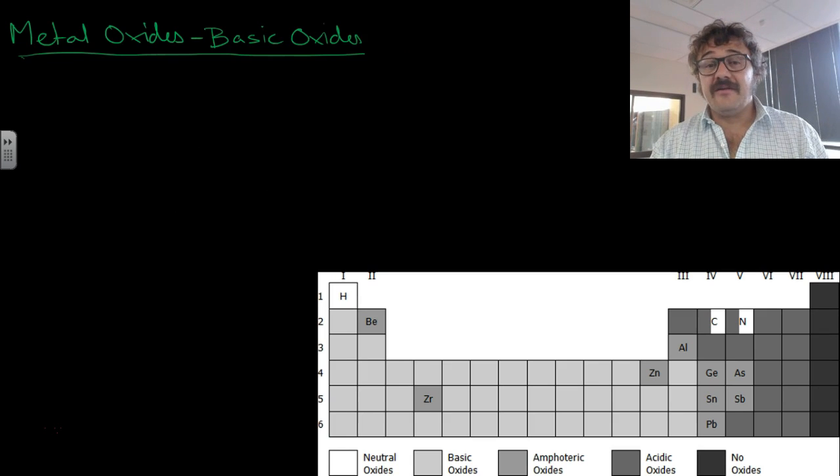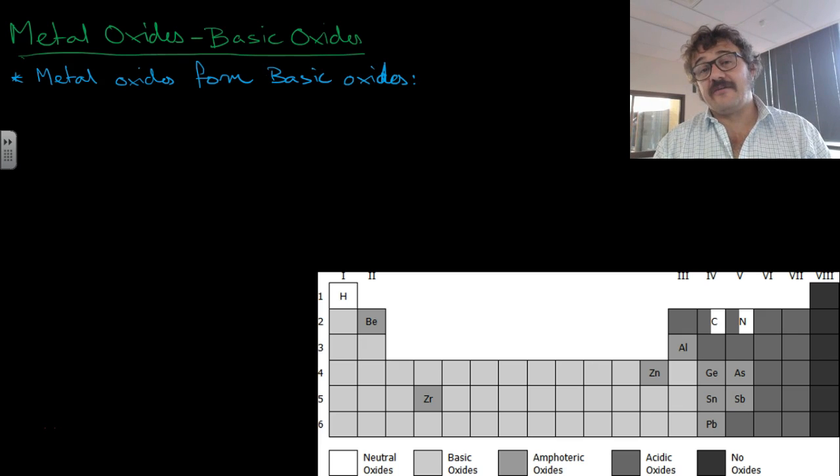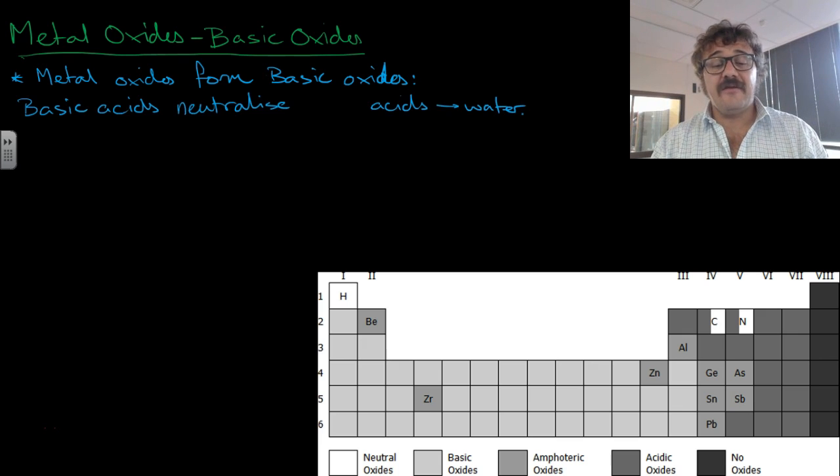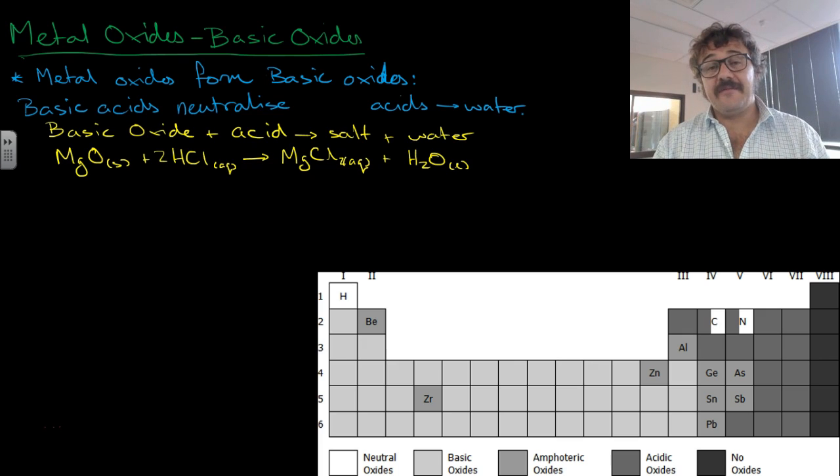So if we now look at metal oxides, well, the opposite is true. They are going to make oxides which are basic, and this means that they will neutralize acids to make water. For example, if we add magnesium oxide to hydrochloric acid, you're going to get magnesium chloride and water.